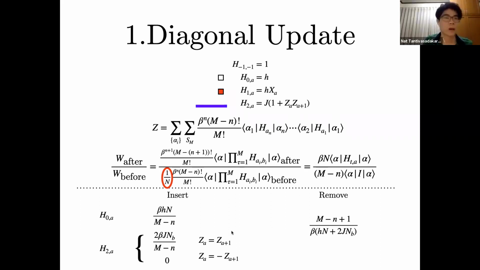And so by detailed balance, if you want to remove either H times identity or Ising, then the ratio of the weights is like you sum these two and then you invert it, and then you'll get this expression here. And the +1 here, in case you're wondering, is just bookkeeping of how many operators I had before or after. Okay. Any questions about the diagonal update?